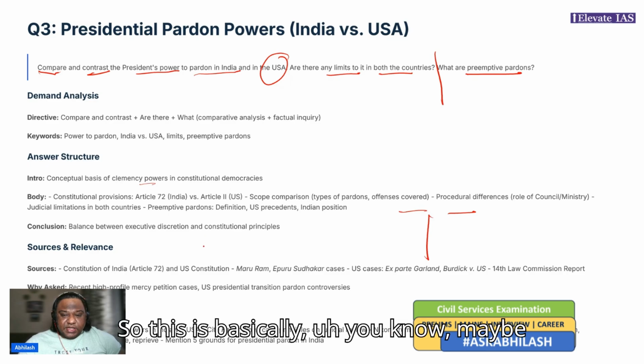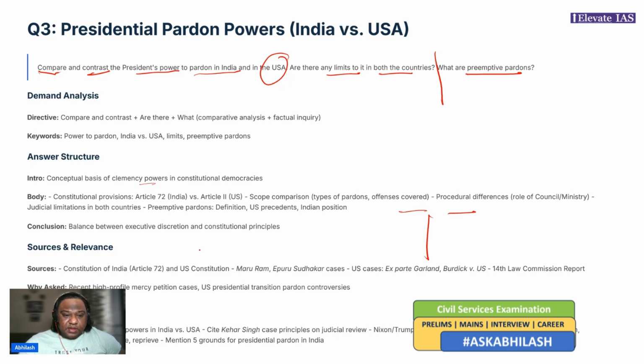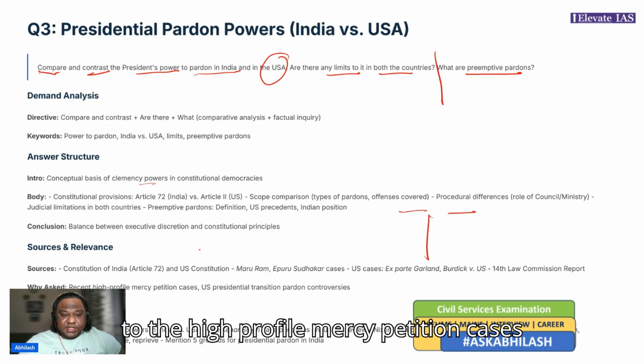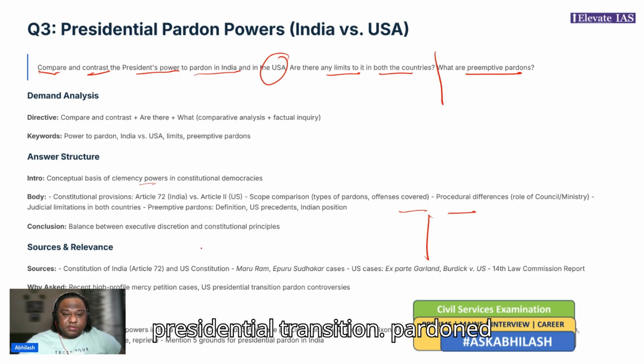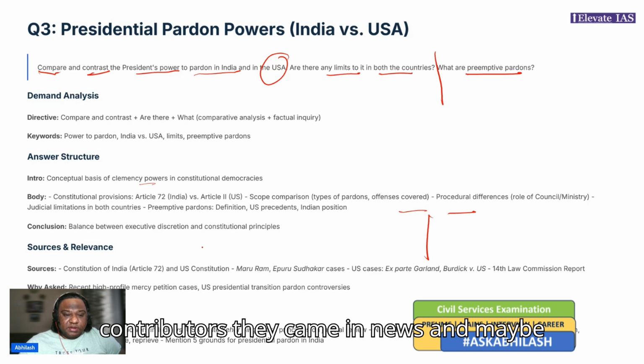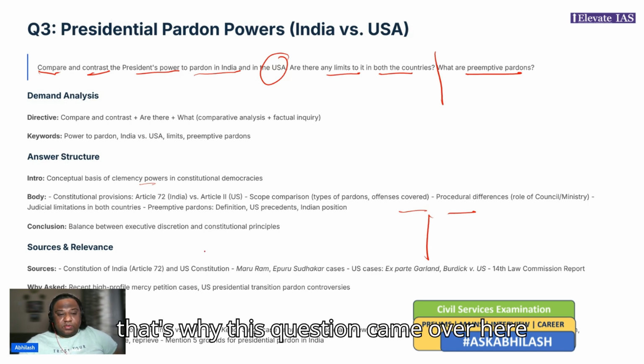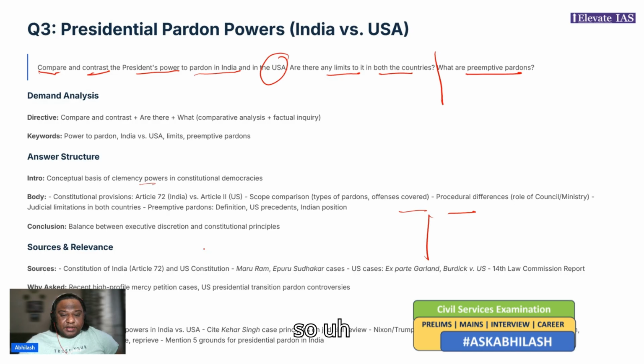So this is basically, maybe due to the high-profile mercy petition cases which right now happened in the U.S. presidential transition, where pardon controversies came in the news, and maybe that's why this question came over here.